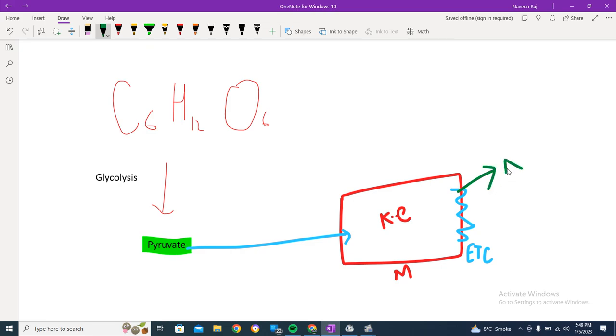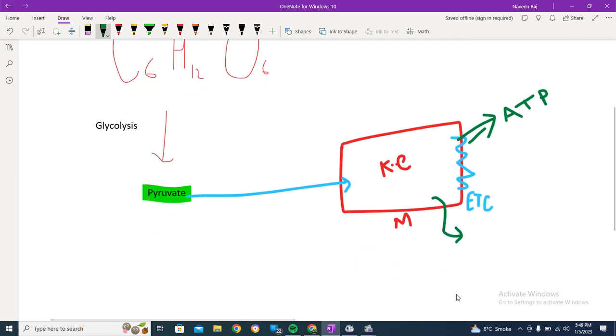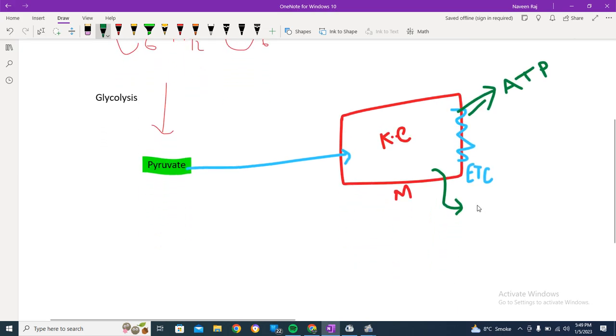The pyruvate will enter the Krebs cycle, and ATP is produced. ATP is produced, and along with that, a waste substance of the reaction is produced, that is CO2. This is the summary of the Krebs cycle, which is going on in mitochondria.